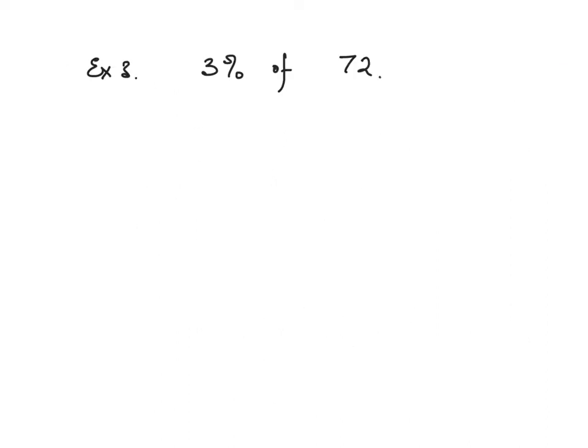Third example, 3% of 72. Well, 10% is 7.2. Dividing by 10. I'm going to divide by 10 again to give me 1%, and that's 0.72. If I want to get 3%, it's 3 lots of 0.72. I'm going to multiply this number by 3.